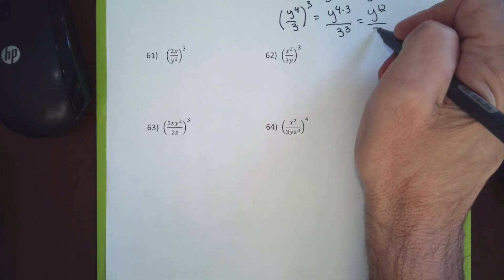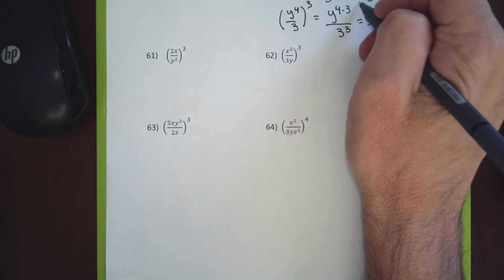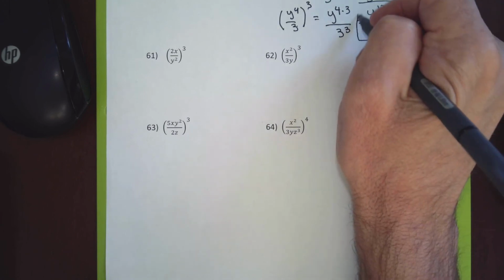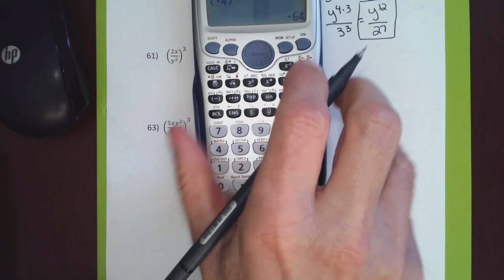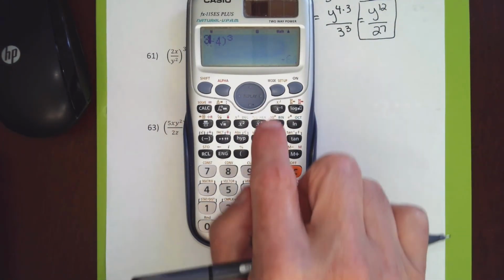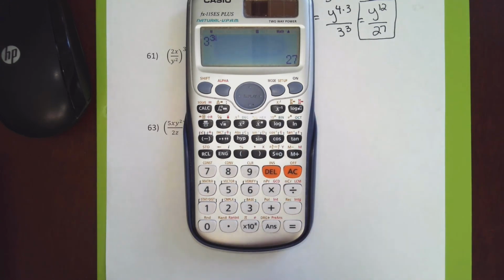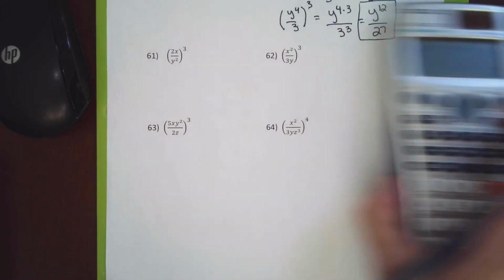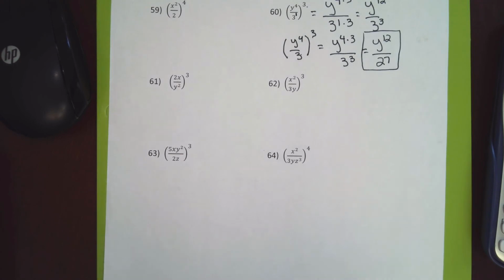3 cubed is okay to leave in your answer, but I'd probably write it as 27. And my calculator, I can do this all day. Do 3 exponent key 3, and 3 cubed is 27. So for an answer for problem 60, y to the 12th over 27.